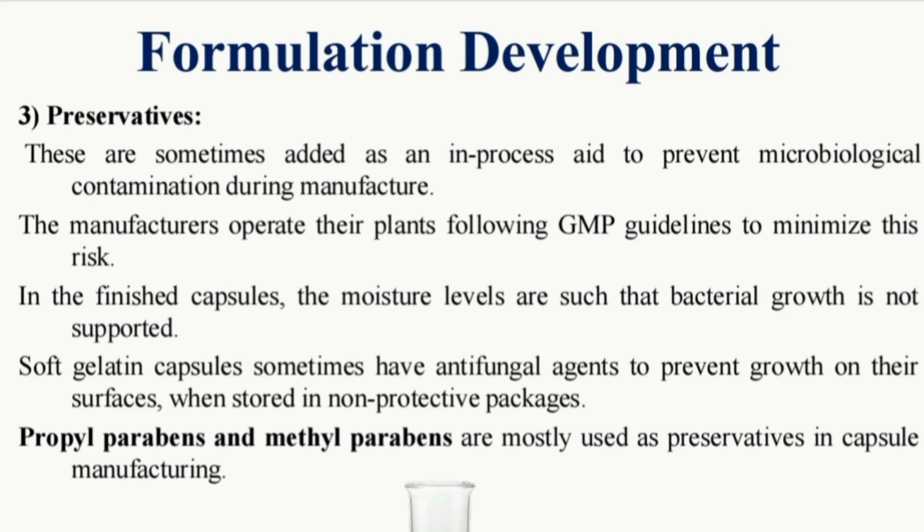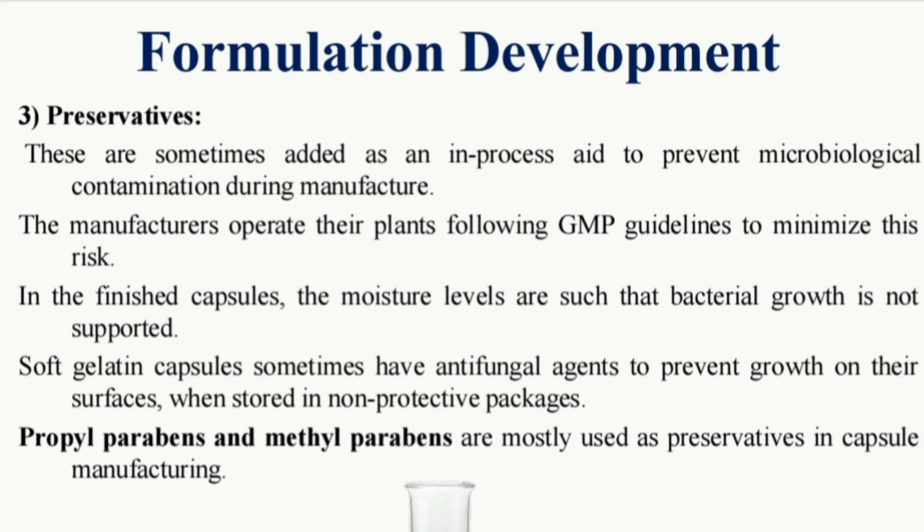Then third one is the preservatives. These are sometimes added as an in-process aid to prevent microbiological contamination during manufacturing. These preservatives are very important to avoid microbiological contamination. Manufacturers usually operate their plants according to good manufacturing practices guidelines to minimize this risk. And in case of finished products, the moisture levels are such that bacterial growth is not supported.